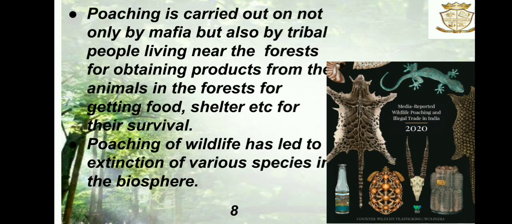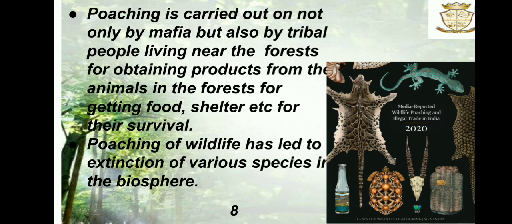Poaching is carried out not only by mafia but also by tribal people living near the forests for obtaining products from the animals in the forests for getting food, shelter, etc. and also for their survival. Poaching of wildlife has led to extinction of various species in the biosphere.